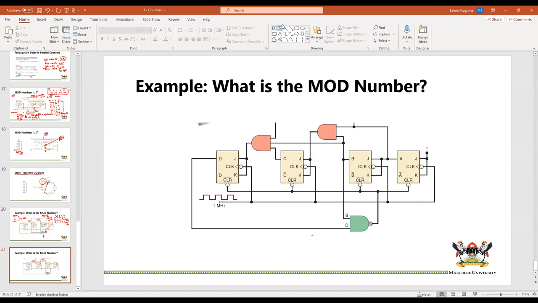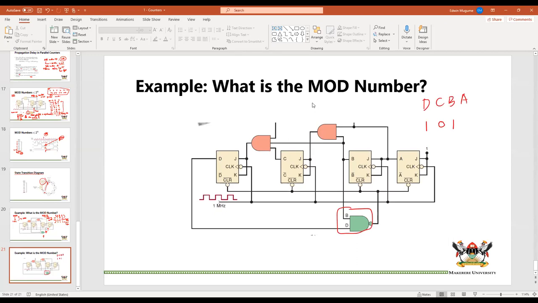Very good. Some of you who are saying mod 10, you are correct. This is a mod 10 counter because you can see that we have B and D. If we have D, C, B, A, and we are saying that D and B are a 1, that's 1, 0, because C needs to be 0 before it becomes 1.